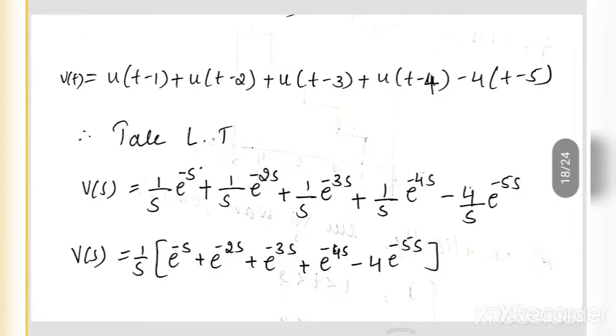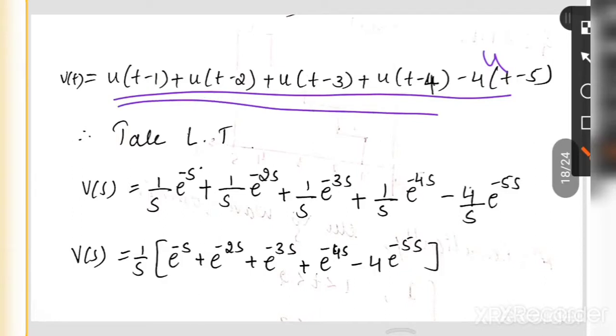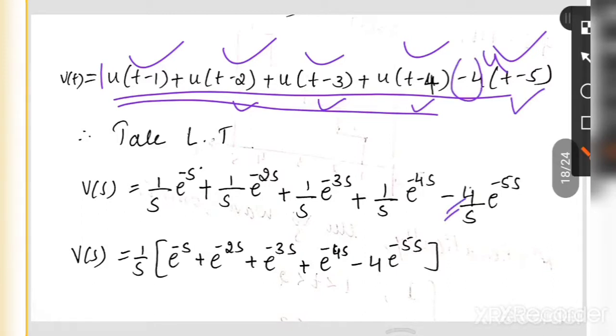Further simplify. Now we'll take a Laplace transformation of a simplified equation. Sorry, here it should be minus 4u of t minus 5. Let's take a Laplace transformation of this. In this entire equation, all are of u of t, only with a delay: t minus 1, with a magnitude 1 u of t minus 1, with a delay t minus 2, with a delay t minus 3, with a delay t minus 4, and with a delay t minus 5, and minus 4 is the magnitude.